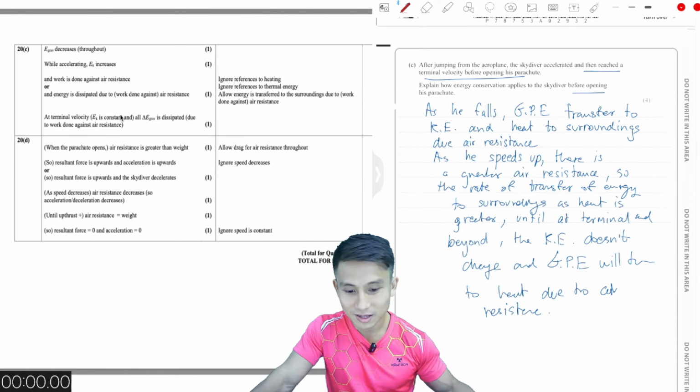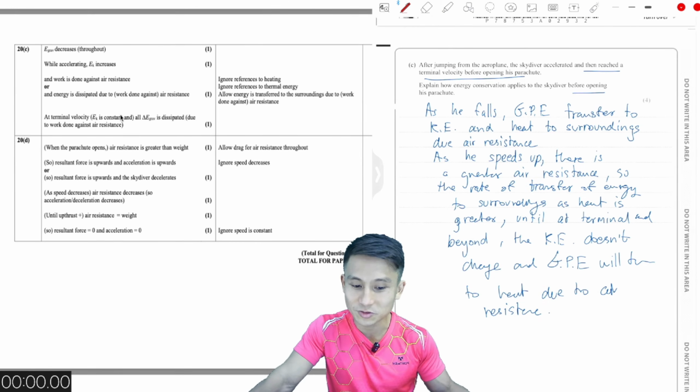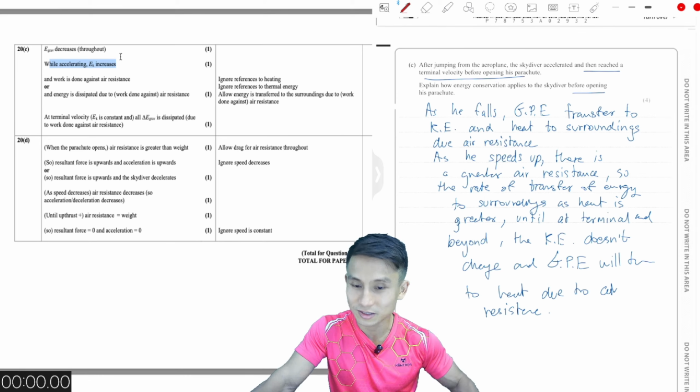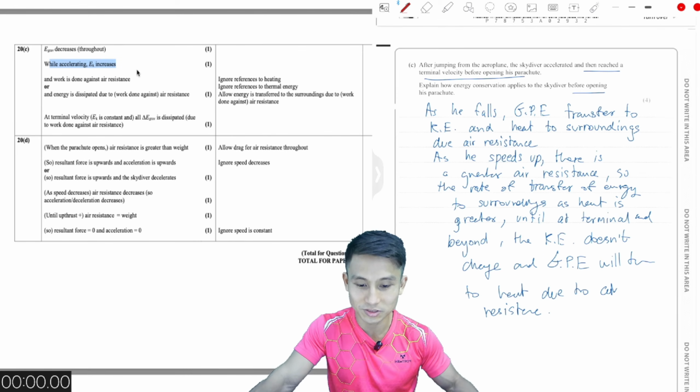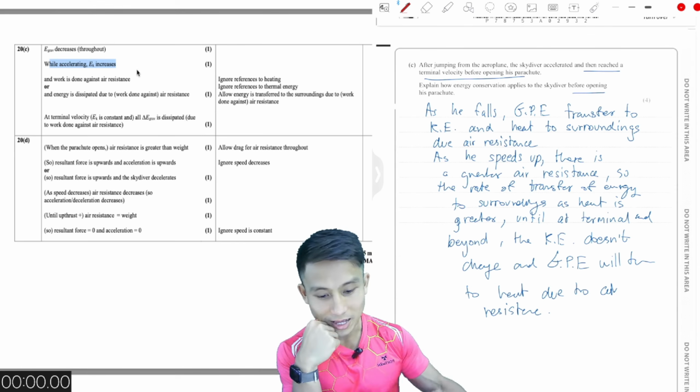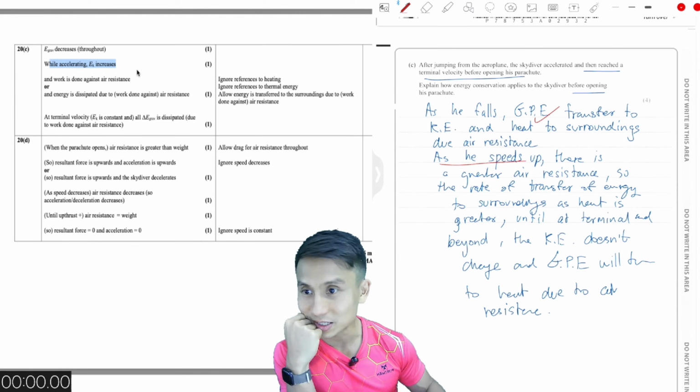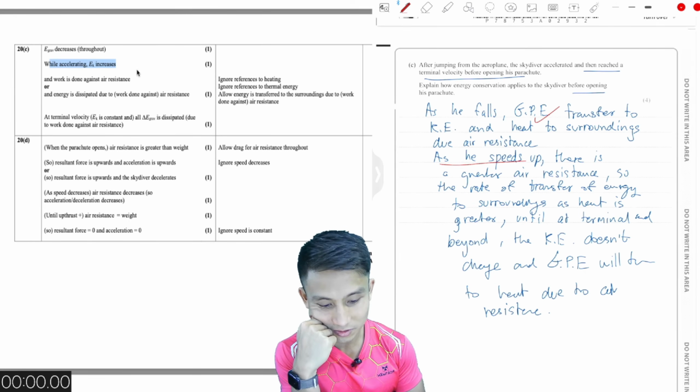Fine. As he falls, GPE transfers to KE. Yep. While accelerating, KE. Oh, I didn't write this second point. While accelerating. Okay, this is about energy. Okay. Oh, as he speeds up. Hang on. As he speeds up, greater air resistance.